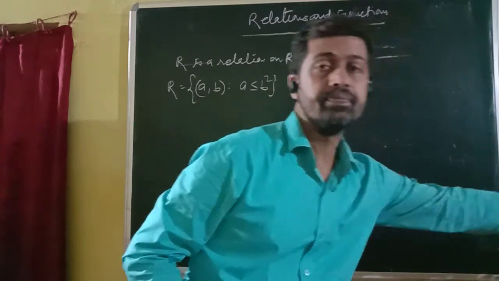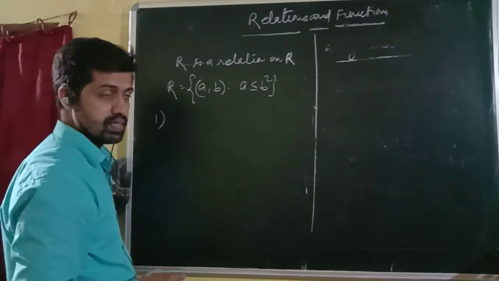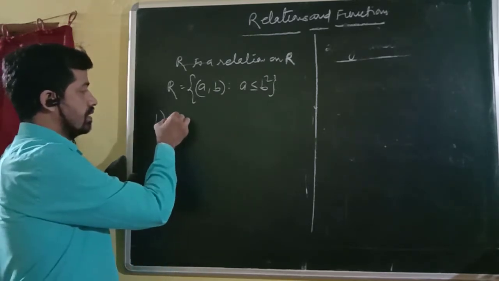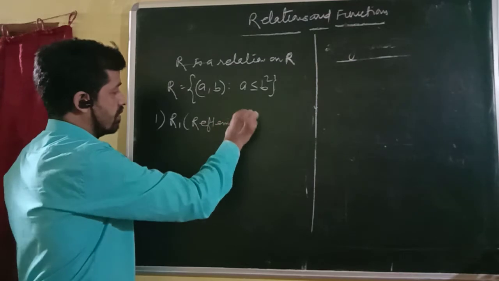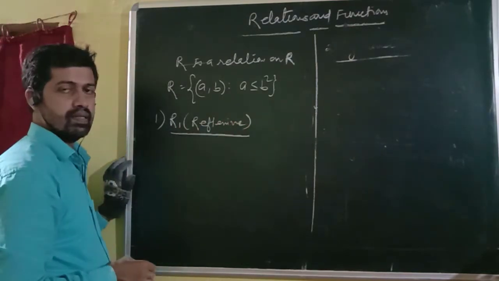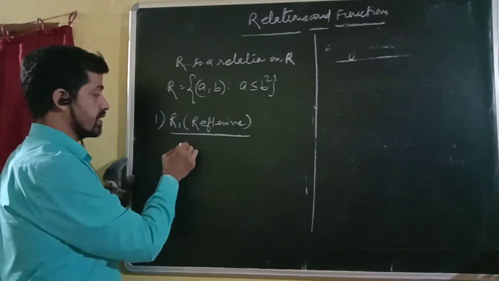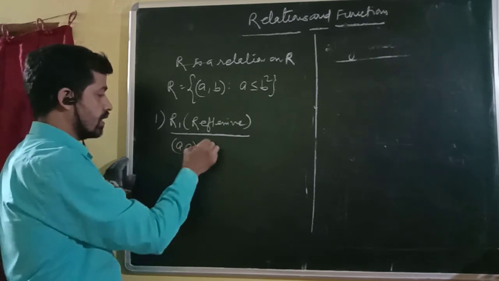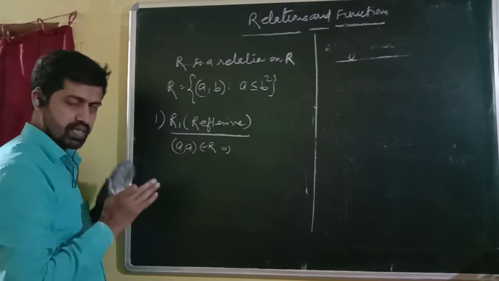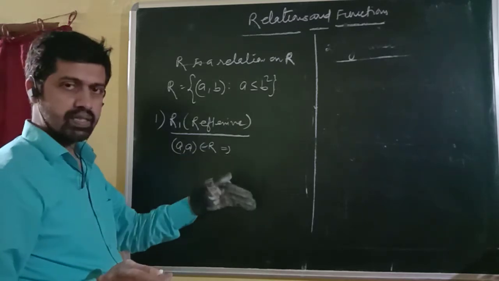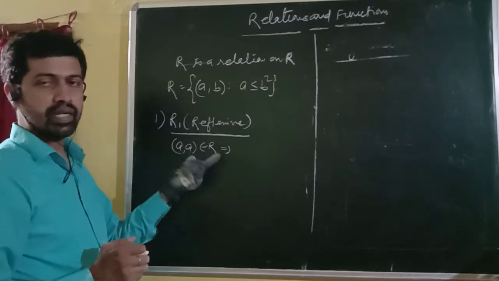So let us prove it by supplying suitable counter examples. First we start with R1, that is reflexive. Now recall the condition of reflexivity. For reflexivity, R1 contains A comma A types of elements. Say that A comma A belongs to R. First we say this, and then afterwards we write the steps. From there we will conclude whether it actually holds for all the real numbers or not.